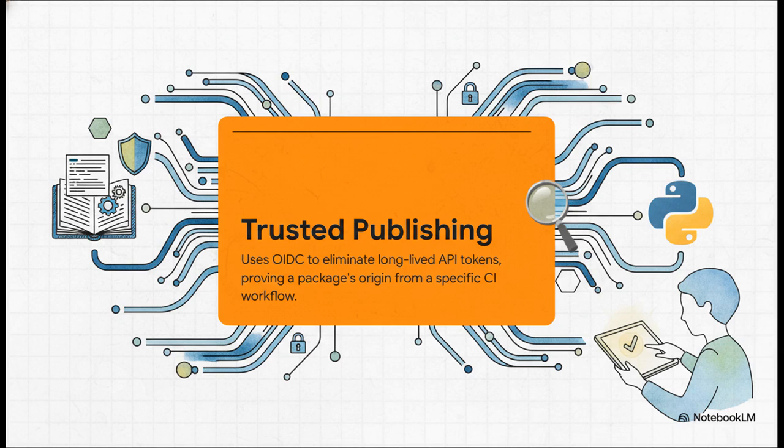And all of this is possible because of a technology called OpenID Connect, or OIDC. The simplest way to think about it is like a digital notary. It provides a secure, cryptographic way to prove that a package came from a very specific, trusted source, like your GitHub Actions workflow, and that it hasn't been messed with along the way.